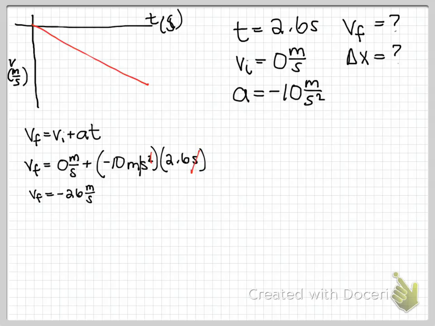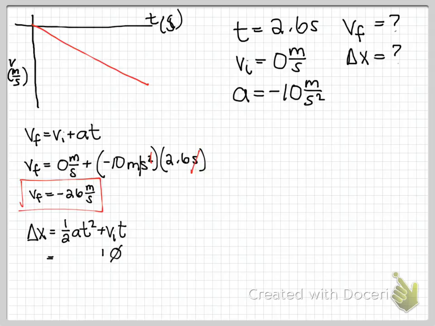So there's my solution to the first question of this problem. How fast will he be moving at the bottom? The second part asks for his displacement, or how far he falls over that time. So I like this guy, 1/2 at squared plus v initial t, which is convenient because in this case, v initial is 0, so v initial t cancels to 0. And what I'm left with is 1/2 times -10 meters per second squared times 2.6 seconds squared.